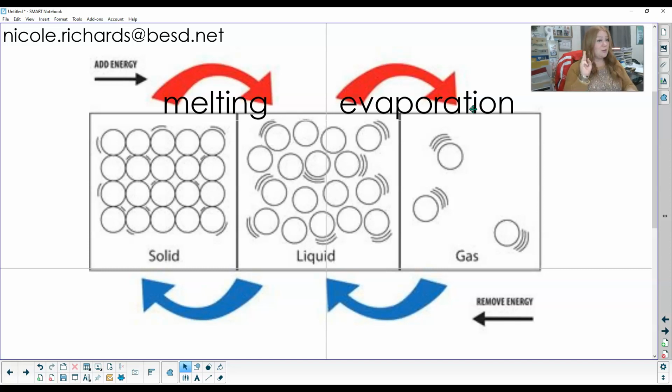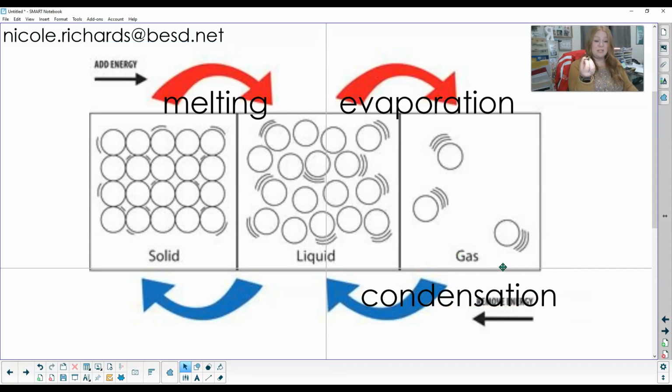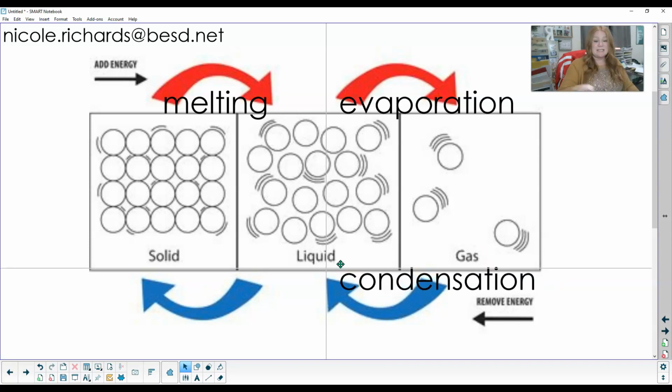Hot to cold. Hopefully you listened to that song. I won't sing it for you, but you can go in Canvas and find it on our heat transfer Edpuzzle. So we go from a gas. They're all spread out and they're hot and they hit something cold. They want to come back together. They're giving their energy away to that cold thing. And that is called condensation. So when they condense back together into a liquid, gas to liquid is condensation.